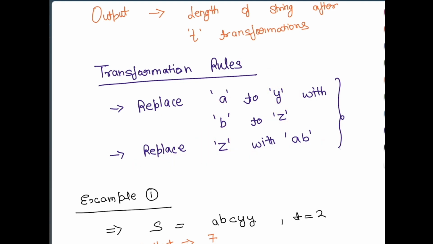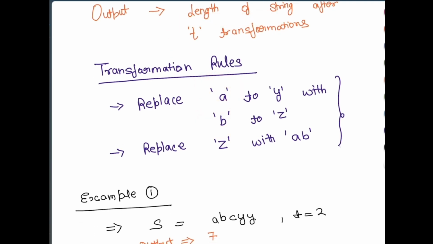So from here we can say that if the characters are a, b, c up to y, the length is not going to change, because you are replacing one character with the next character. We need to output the length, right? So the length is not going to change in case the characters are a to y. But if the character is z, then you need to replace it with ab, and here the length is going to change. One character is replaced with two characters, so the length is going to increase. So let us see some examples to understand the problem.